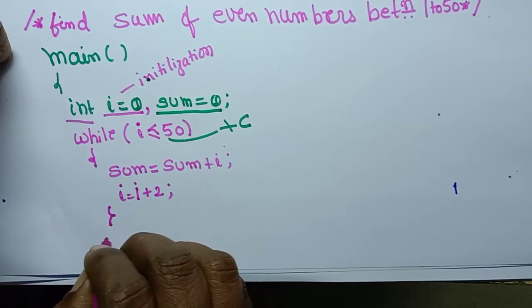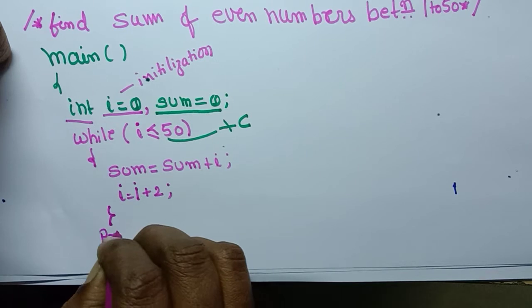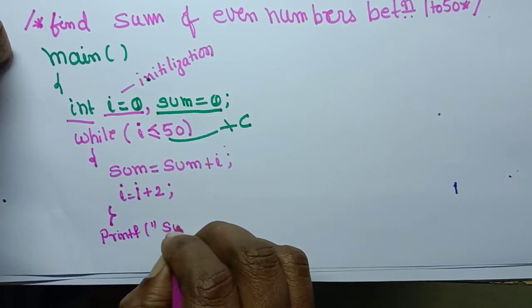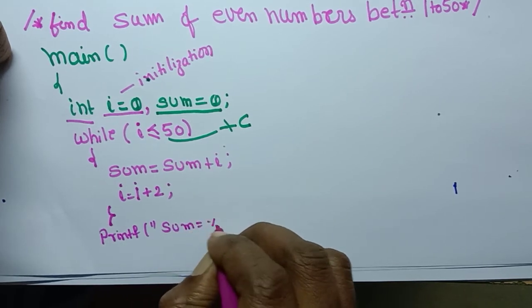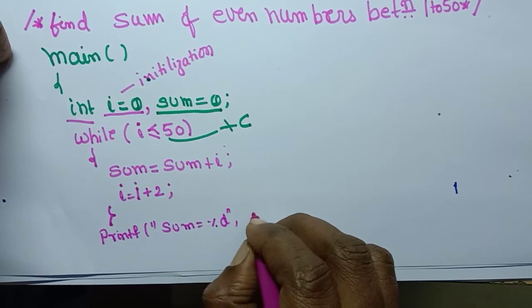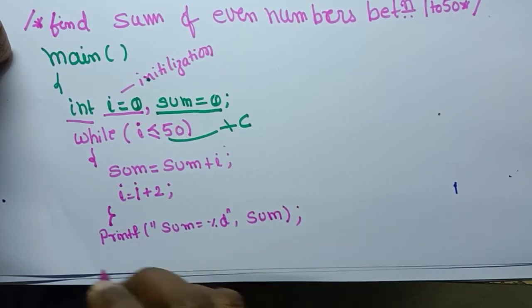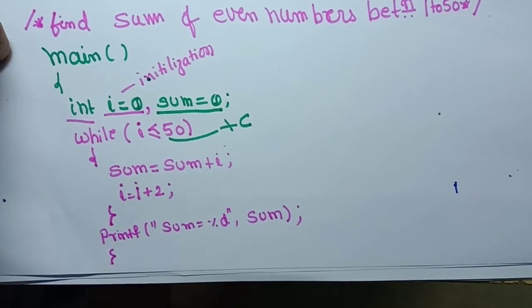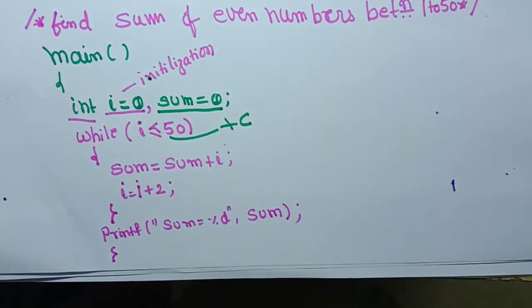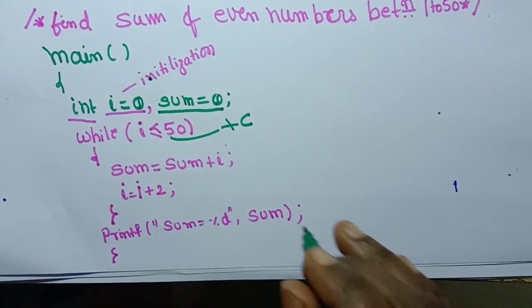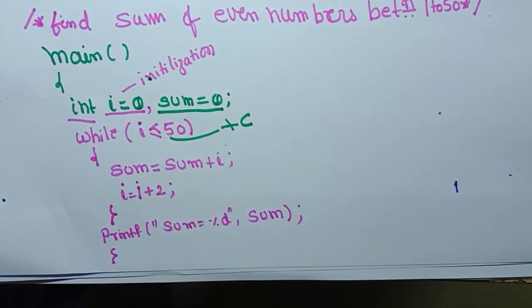In the next step, I am going to print the sum value here. For printing we have to take printf, sum is equal to %d, and where the sum is present, it is present in the sum variable, and close the program. Okay, you see here, this is one simple program. This program is going to add the numbers between 1 to 50. That too, it is going to add only the even numbers.